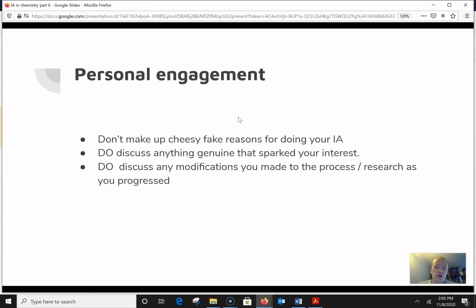So, in regards to personal engagement in a database IA, as I said before, don't make up cheesy fake things. If there's genuine interest that you really had, and it was the reason you chose a certain RQ, then for sure mention it. But as I said before, even if you are doing your research and maybe you're not finding quite the information you need, so you had to shift gears a little bit, or you discovered certain things about certain databases as you were looking at them, any modification, any changes you made to the research, definitely comment on that, and that can help get you personal engagement scores.